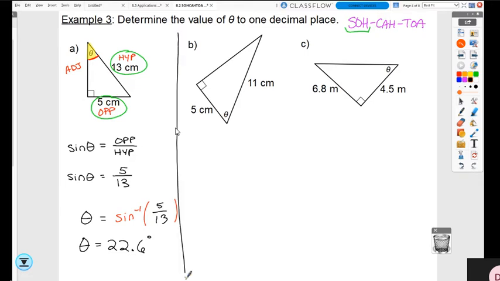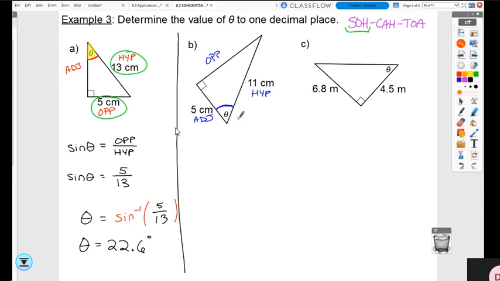Okay, part B. Similar idea. We're solving for theta. So here is our reference angle. It's theta. It's given to us. It's right there. And the first thing we have to do is label the triangle. So this is for sure the hypotenuse. This is the adjacent. And this is the opposite.